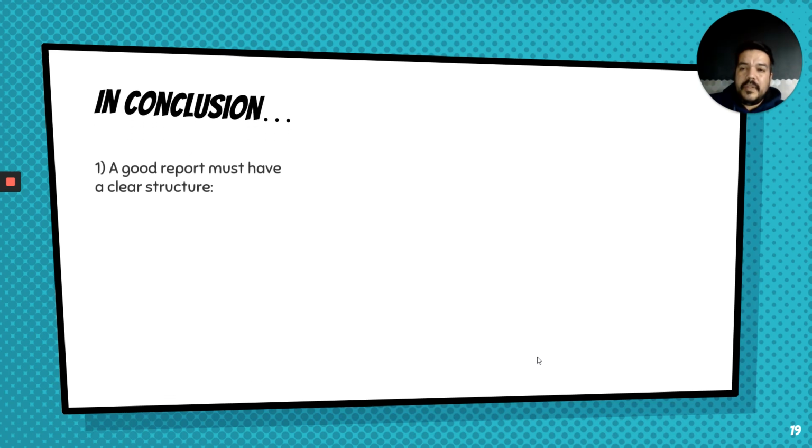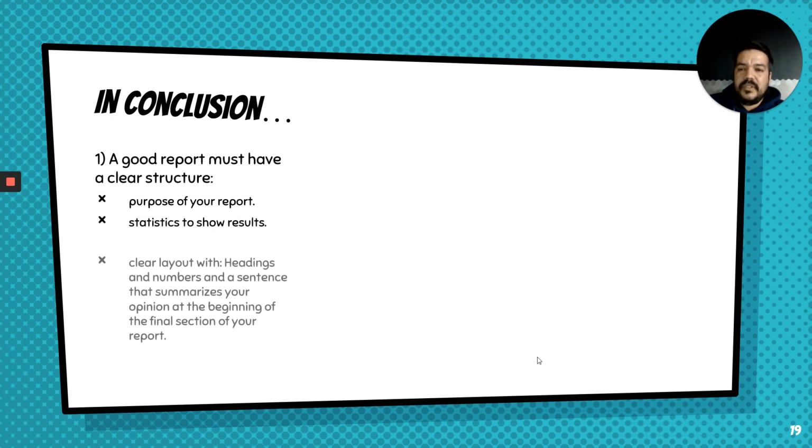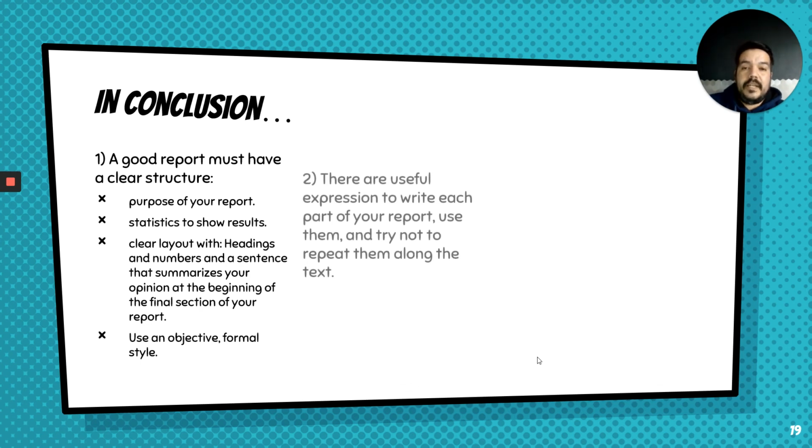In conclusion, a good report must have a clear structure, purpose of your report, statistics to show results, a clear layout with headings and numbers, and a sentence that summarizes your opinion at the beginning of the final section of your report. Use an objective formal style.